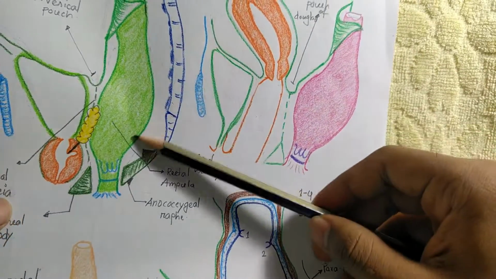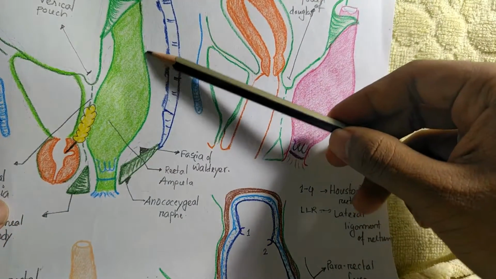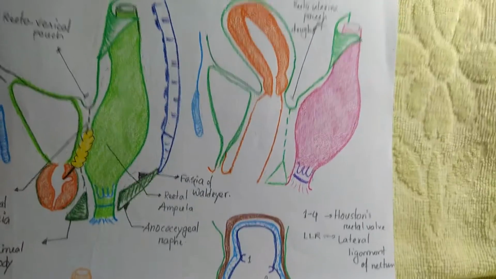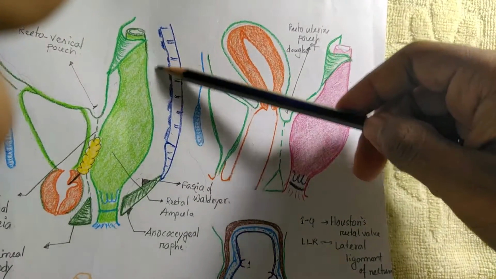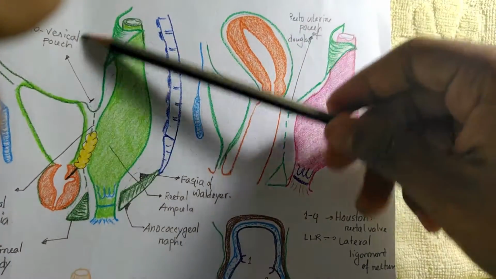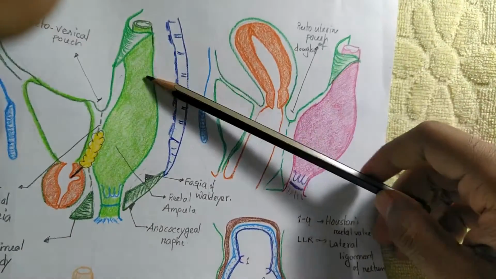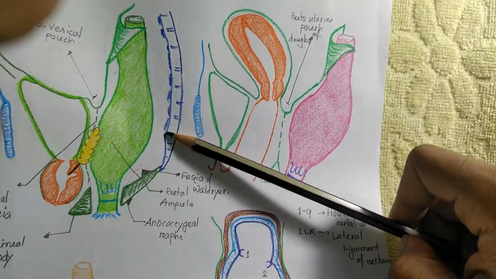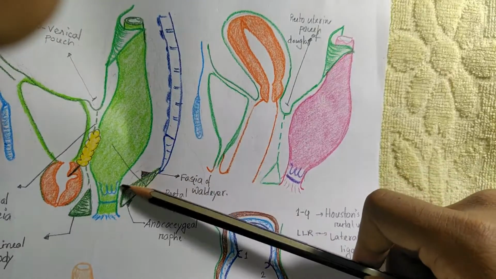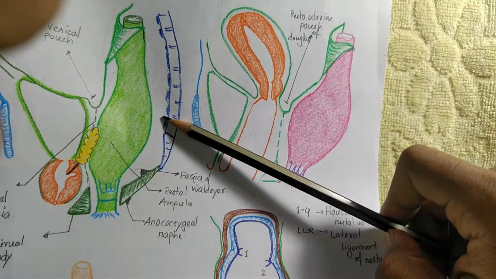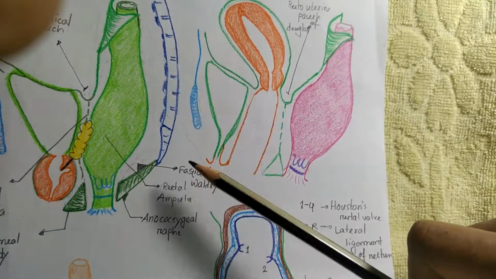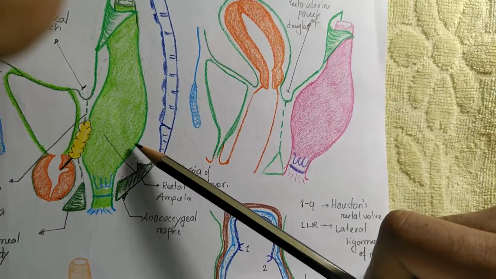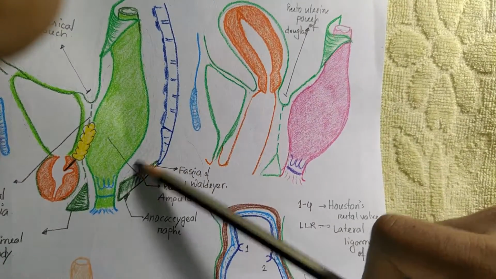Posteriorly, it is fully non-peritoneal. You see, this is fully non-peritoneal. Peritoneum is present mostly anteriorly, but posteriorly it is almost non-peritoneal. But in the lower space there is a rectal fascia, the posterior rectal fascia. It is also called the fascia of Waldeyer. It is present between the sacrum and the rectum. This is Waldeyer's fascia.